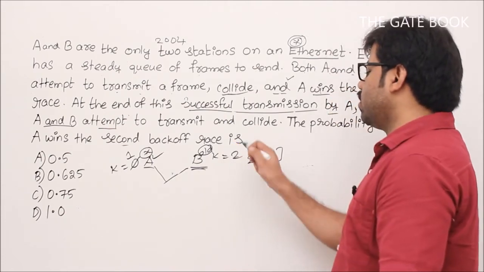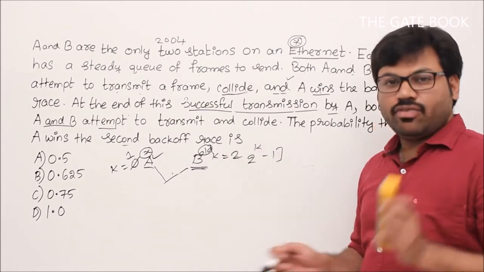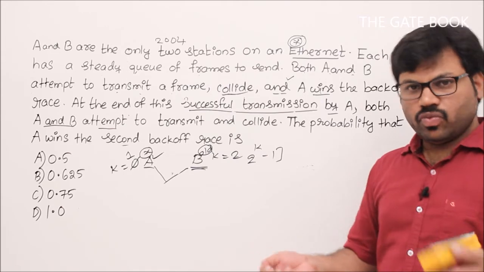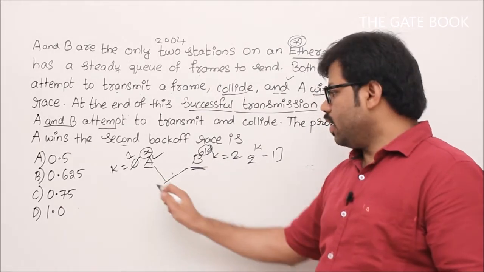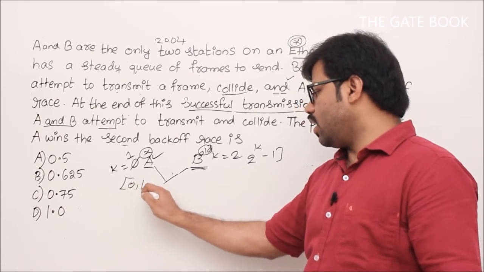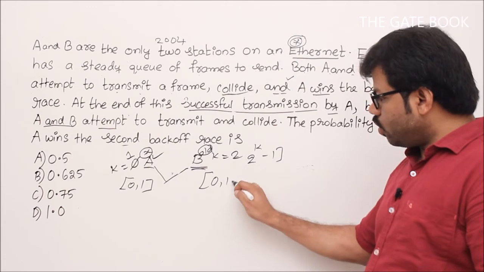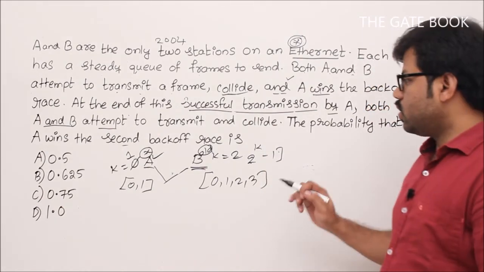Why is the k value 2? Because while sending one particular frame, this is the second time B is trying to send that frame, so it's a second collision for it for that frame. That's why A is going to generate a random number between 0 and 1, and B is going to generate a random number among 0, 1, 2, 3, since 2 power k minus 1 is 3. Now the story begins.